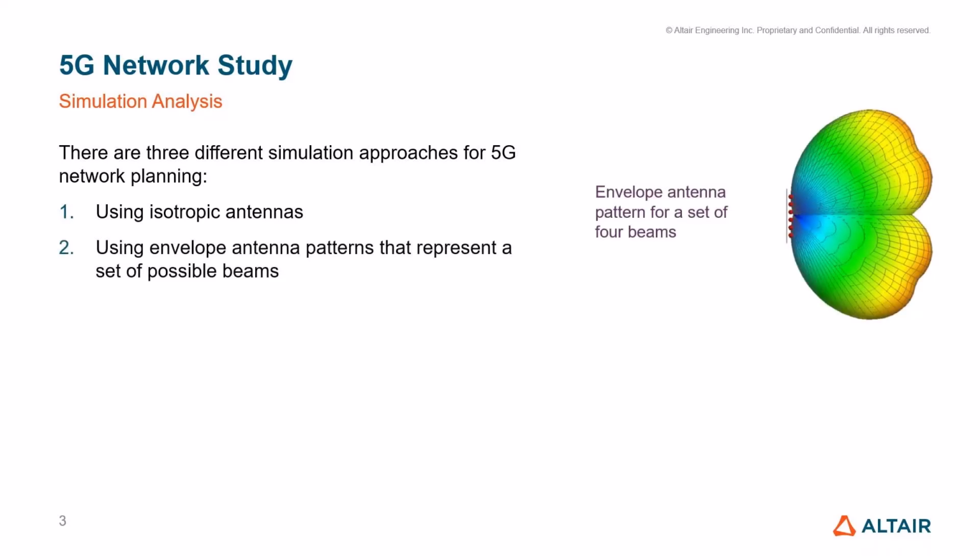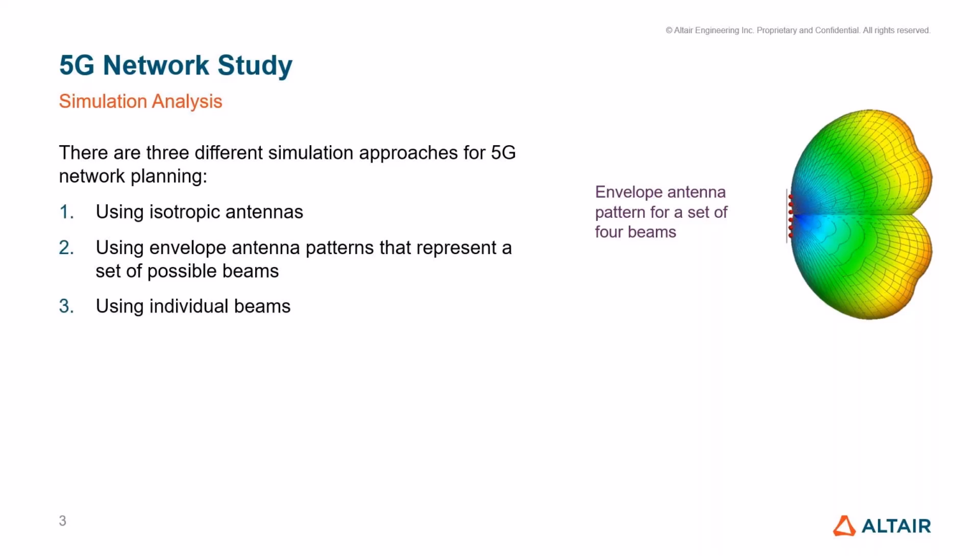Now, the second interesting approach is to simulate with the envelope pattern of all possible beam patterns. This assumes that if a given mobile station is in the cell, the base station array will direct its best beam at the mobile station. So for that specific mobile station, the gain of the envelope pattern will be equal to the gain of the specific beam, although the envelope includes all the possible beams. And the propagation result is still correct in that case.